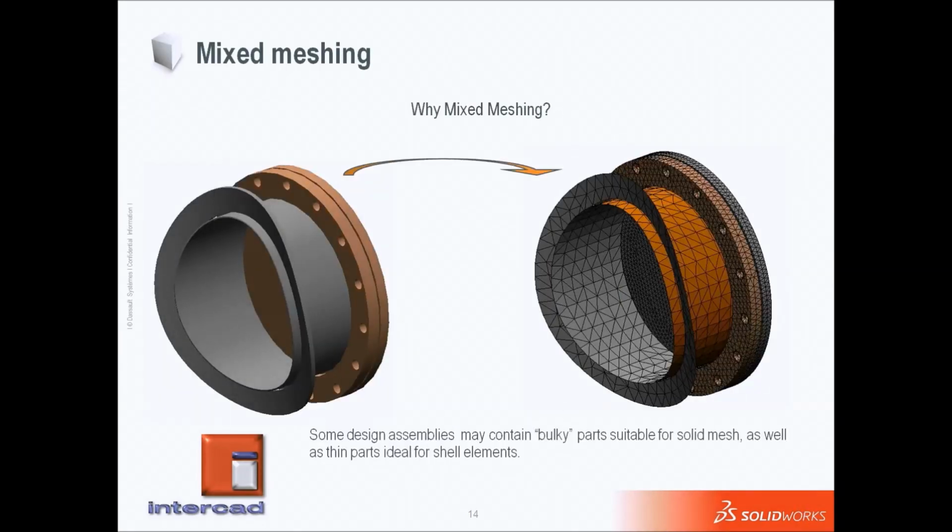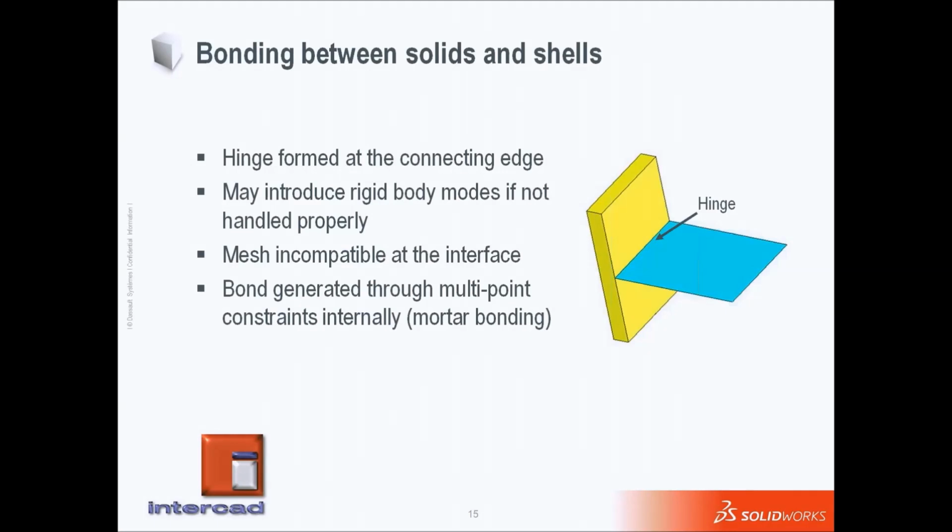Now, next thing, what if we have bulky parts which are very suitable for solid mesh, and there are some thin parts or sheet metal parts in the same assembly? What do we have to do in this case? So in SolidWorks, we have the option of getting a mixed meshing. You can simply assign solid mesh to some parts and shell meshing strategy to the thin features you have. But before doing this, again, I'm grabbing your attention to a very important note.